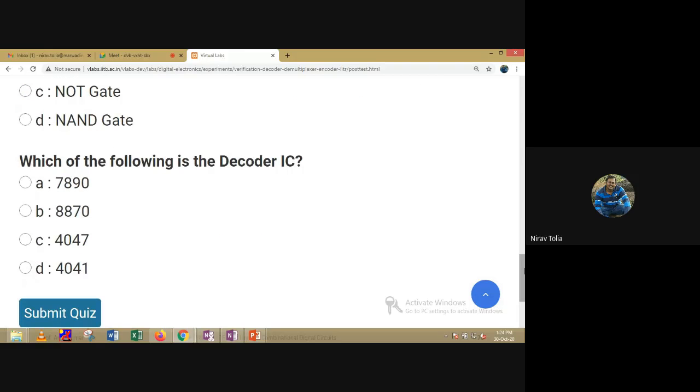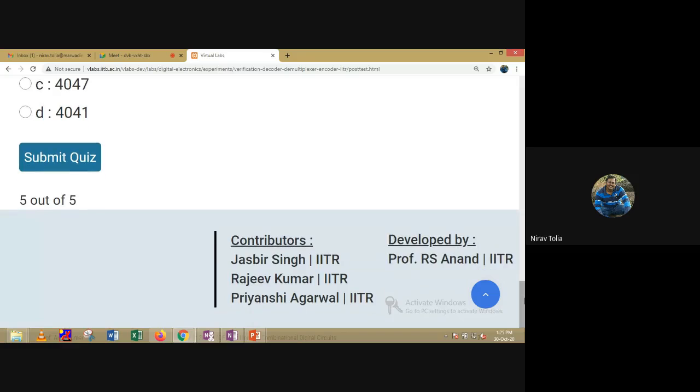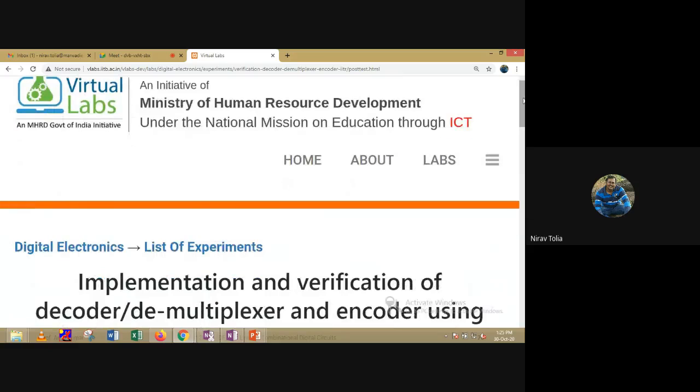The last one is, which of the following is the decoder IC? 7890, 8870, 4047, or 4041. Rajesh, Mahima, Isa, Jenny gave the answer B. Let me check it. All 5 of 5 questions are correct. So this is about the encoders and decoders.